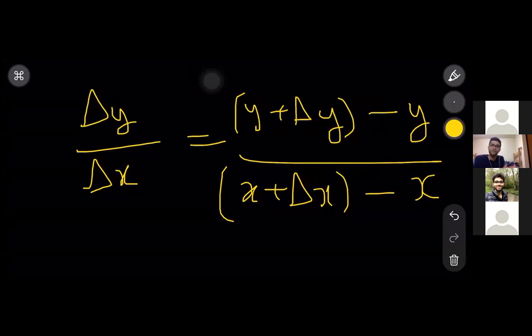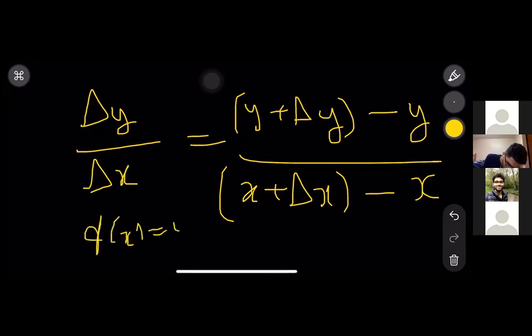Y is just f of x, right? It is the function value at the point x. In this case, we are defining a slope based on the change in y to change in x at that particular point. This is not some random change in the graph, delta y, and some random change. It's happening at the same point. x comma y is our point, which is being changed to x plus delta x comma y plus delta y. So they're all interlinked. y is f of x. Let's write that f of x equals y.